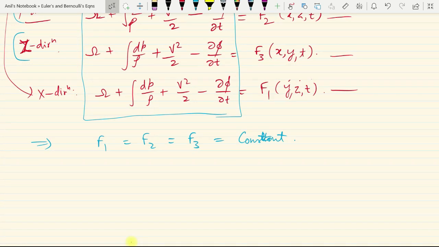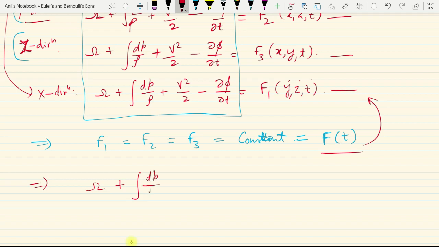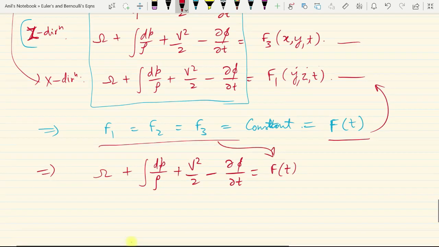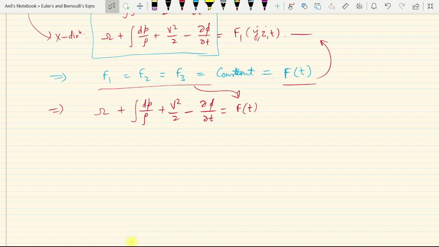Now we can write this constant as ft, a single function of time. They are all the same, and we can say that omega plus integration dp by rho plus V square by 2 minus del phi by del t is equal to ft. This is called the pressure equation.